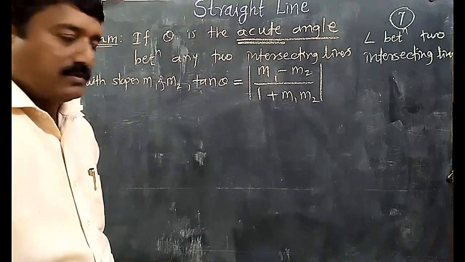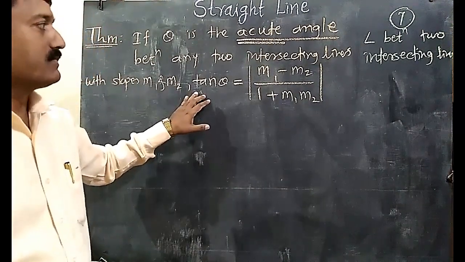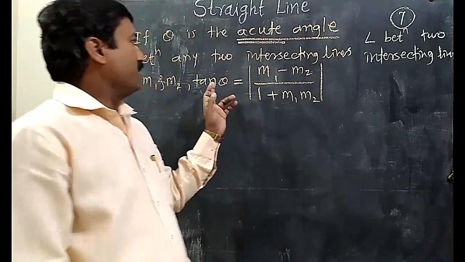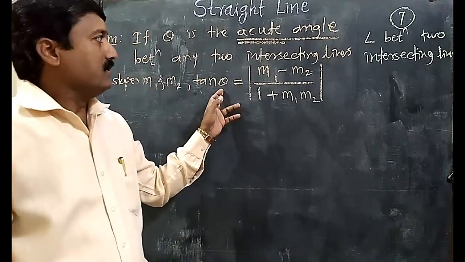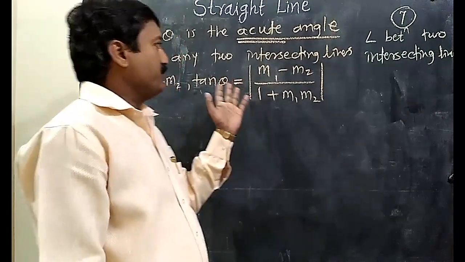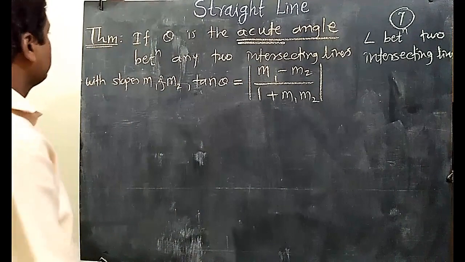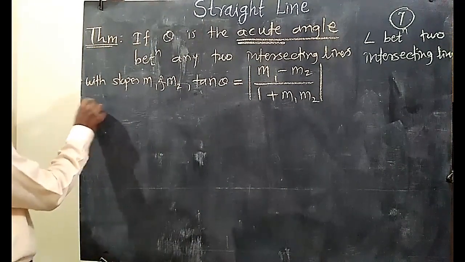In commerce textbook, the proof of this theorem is not given. You can use directly this formula for finding angle between two lines. But in science textbook, the proof of this theorem is given. We will see the detailed proof for this theorem. Proof.